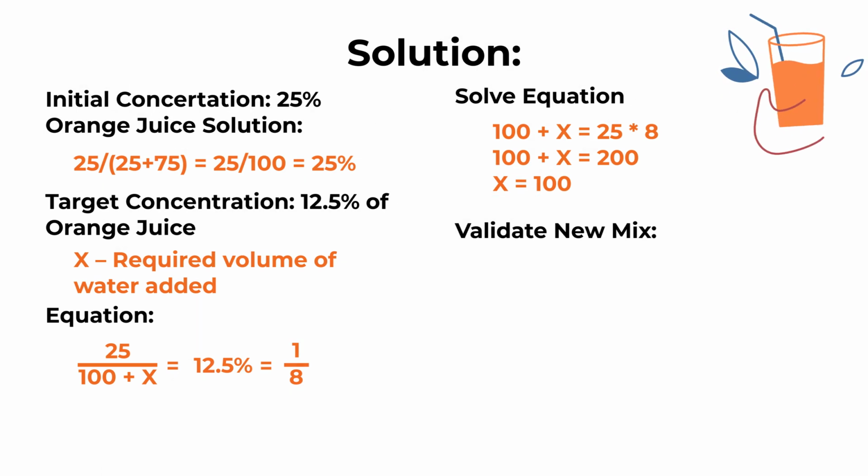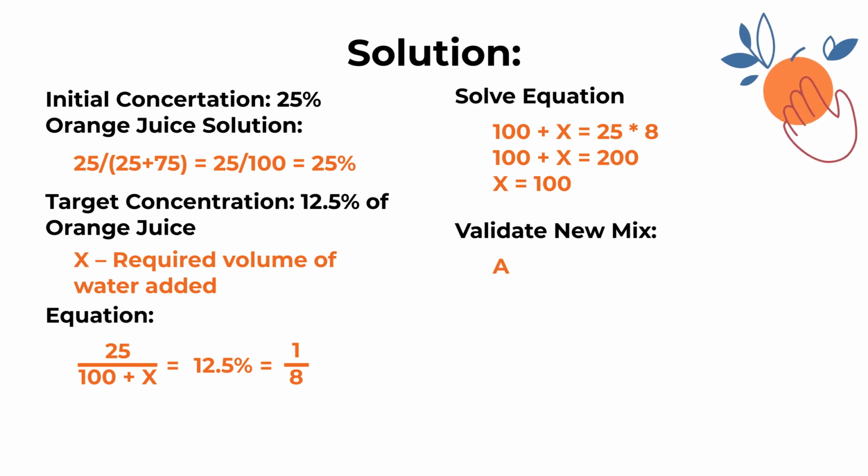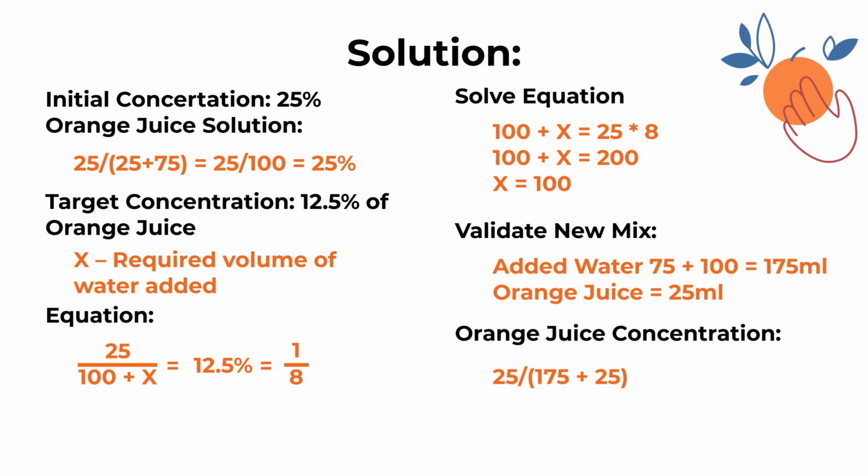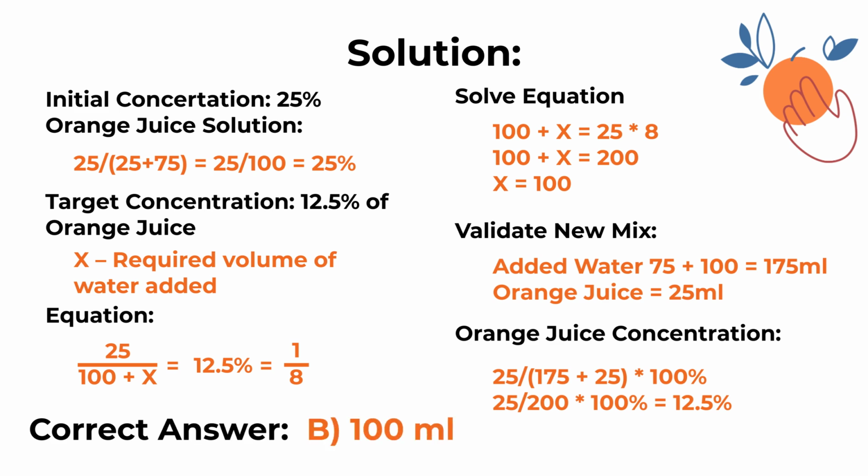Just for fun, let's go ahead and validate the new mix. We will be adding 100 milliliters of water to the existing 75 milliliters, which would make the total volume of water 175. The orange juice volume will remain the same at 25 milliliters. So the new concentration would be calculated as 25 divided by 175 plus 25, multiplied by 100%. 25 divided by 200 multiplied by 100% equals 12.5. So the correct choice here is choice B, 100 milliliters.